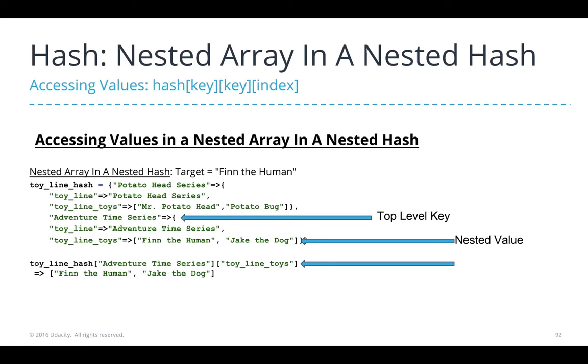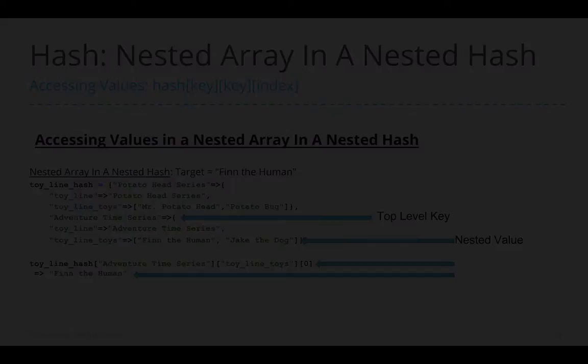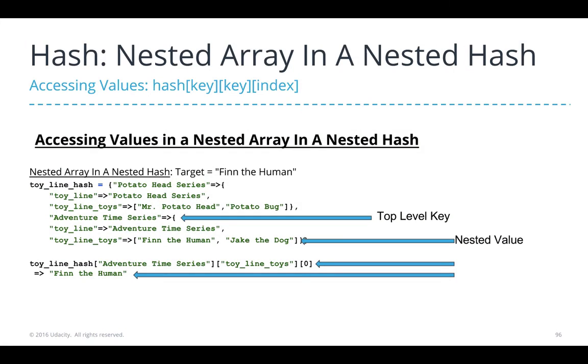So we've gained access to toyline hash with a key of Adventure Time series. It returns 2 key value pairs. We'll access one of them specifically, toyline toys. What's returned to us is an array of Finn the human and Jake the dog. Now at this point, we're going to be dealing with an array, and we're only interested in one of its elements. In this specific case, we're interested in the first element, the element that lies at index 0. Hard bracket 0, which will return to us Finn the human, our target element.